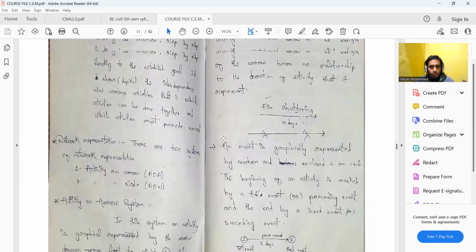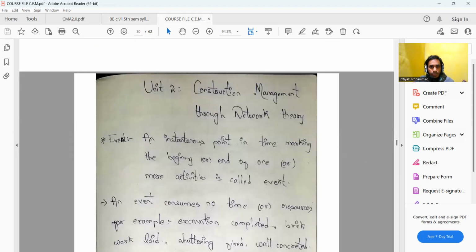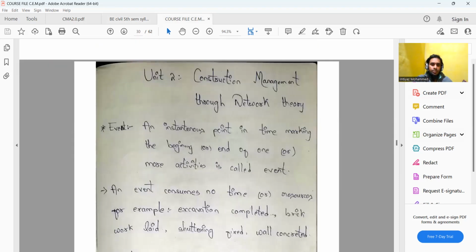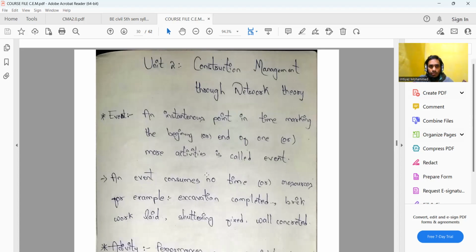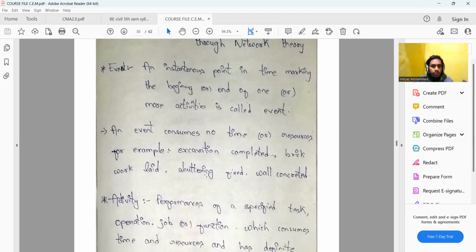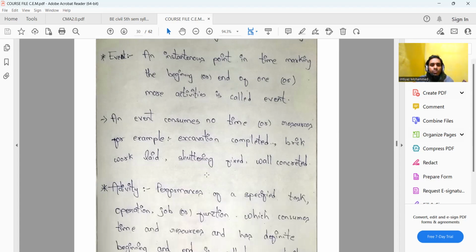So this is about Unit 2. First we dealt with some basic definitions. We defined event as a particular instantaneous point in time which marks the beginning or end of the activity. Simply, event is marking the time. It doesn't consume any resources, it doesn't consume any time by itself. I had given an example in the class, like you're beginning an event, you're starting an event, or the event is getting completed. Marking of those times is known as event. The event by itself doesn't consume any duration.